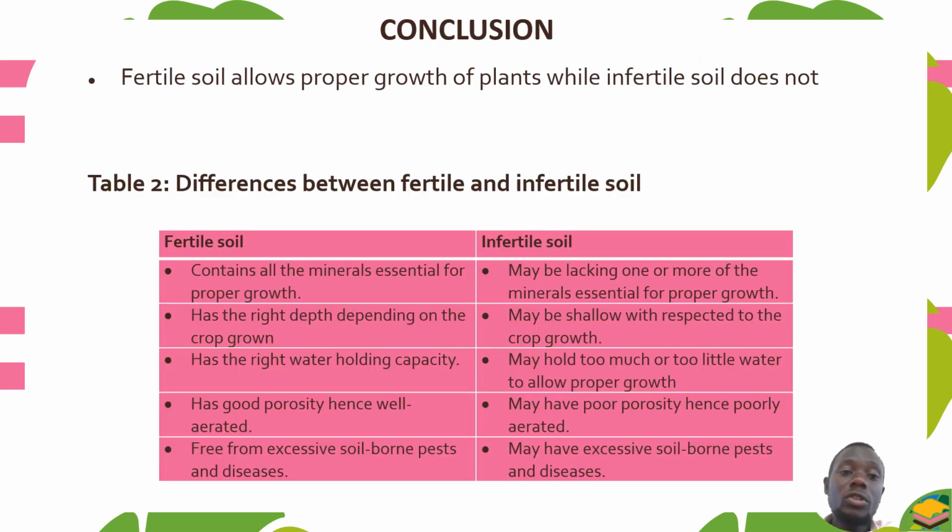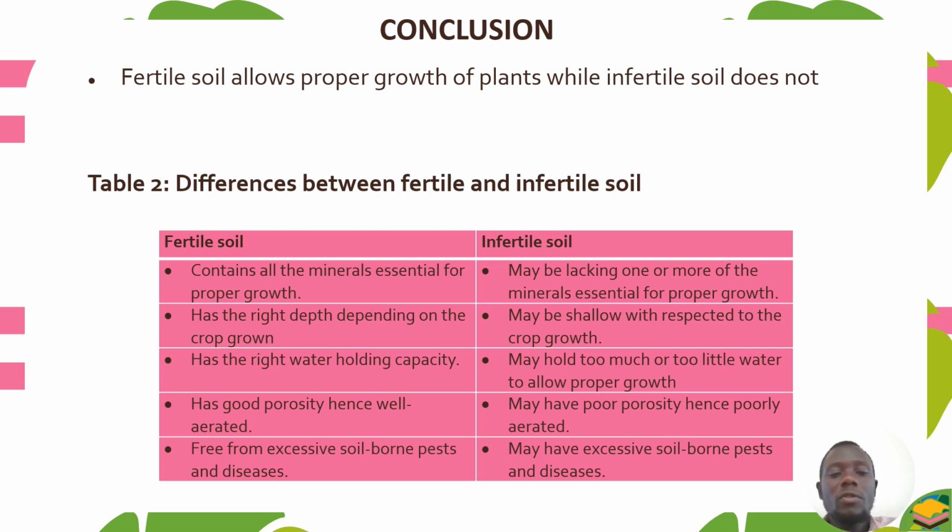So in conclusion, fertile soils allow proper growth of plants, while infertile soils do not allow proper growth of plants. This fertile soil has all the necessary requirements for plants to grow well. So I've got a table. So this table is about the difference between fertile and infertile soil.